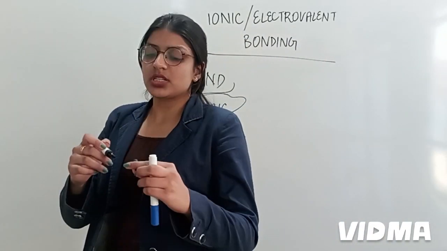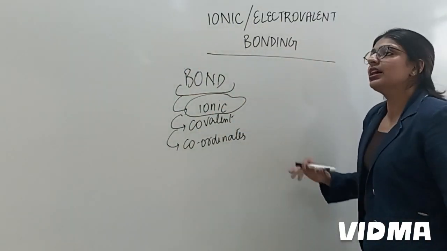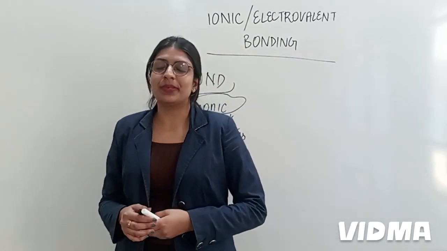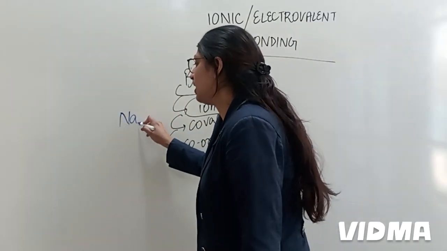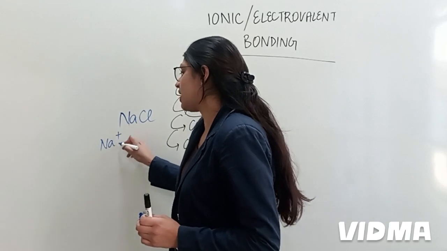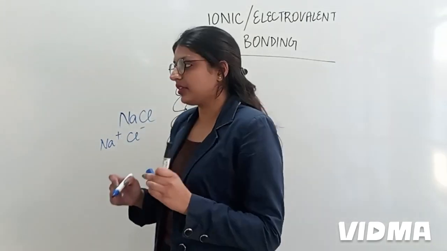Ionic bonding, also called electrovalent bonding, is the kind of bond formed between two oppositely charged ions. For example, NaCl. This is the bond between the Na plus ion and the Cl minus ion, that is, oppositely charged ions.